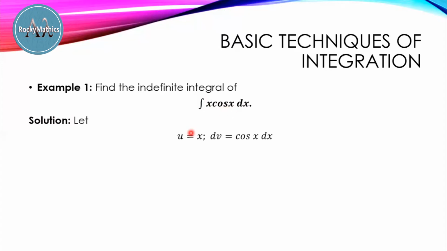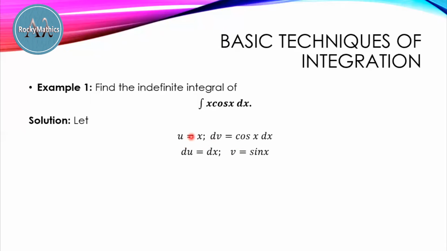Now, I choose my u, which is equal to x, because it's simpler. But we have to take note that sometimes choosing the simplest function will not work. So all we have to do is choose our u and dv carefully. So I choose my u, which is equal to x, and dv, which is equal to cosine x dx. Okay, now after choosing this, what are we going to do?